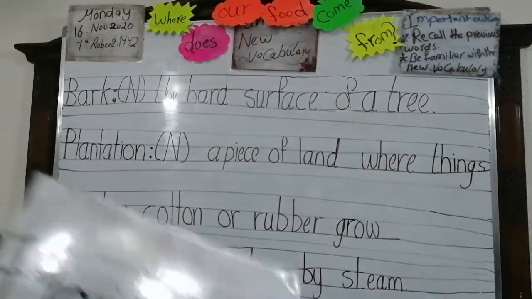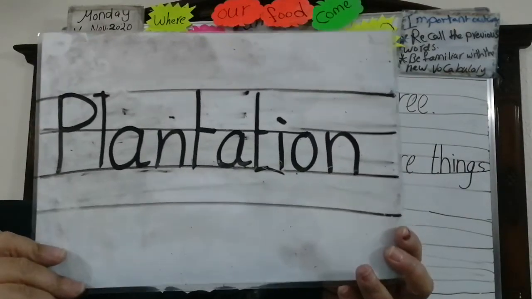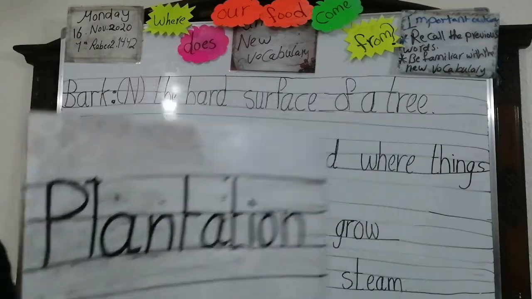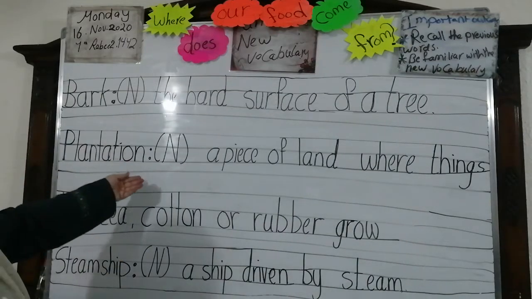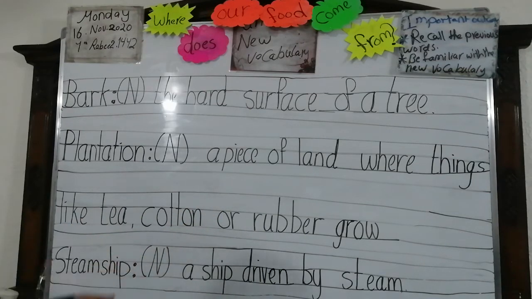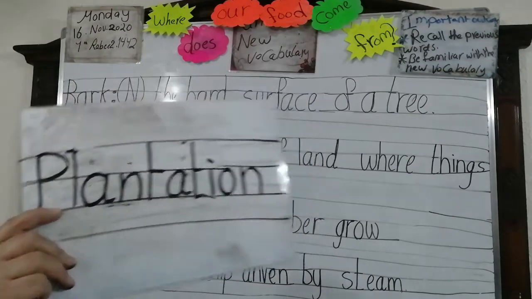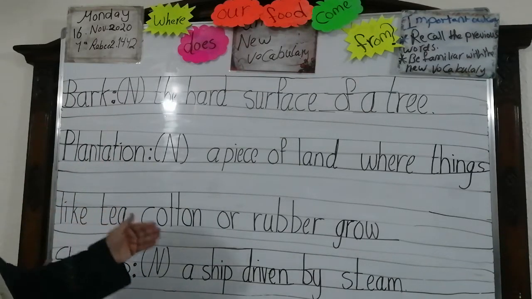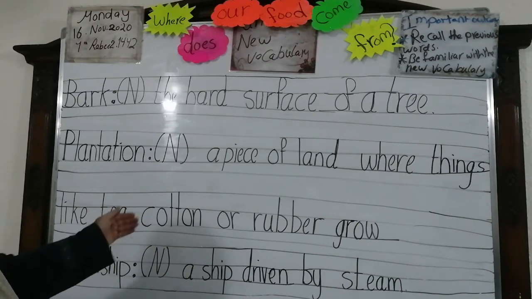Plantation, look at me. Between the 4 lines, plantation. Again, plantation from plant, okay? What do you mean by plantation? It's a noun, a piece of land where things like tea, cotton or rubber grow. The last time, what do you mean by plantation? It is a piece of land where things like tea, cotton, or rubber grow.